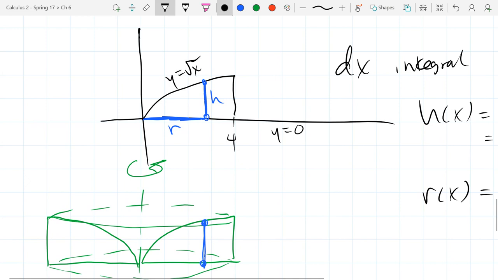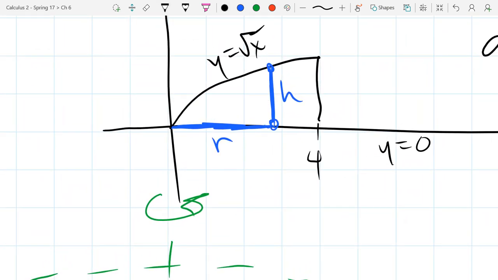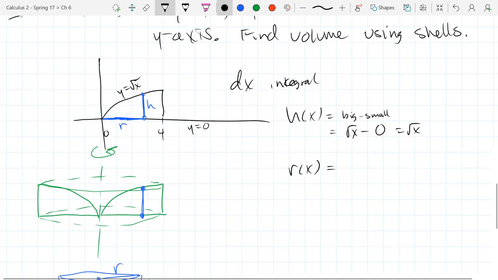What about our radius? X. So radius is going to be x. This is the implicit one that's a little bit tricky to see. So the way I think about it, your x is going to go between 0 and 4. So the smallest x is going to be 0, biggest is 4 as you clean your window. And whatever your current x coordinate is, that's your radius right there. So your radius is always between 0 and 4, and it's whatever x is. I don't have to add anything or subtract anything because I'm going right around the y-axis. So x is our distance from the y-axis. So our r of x is x.